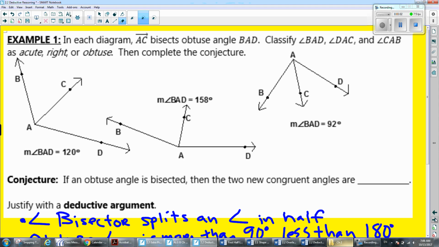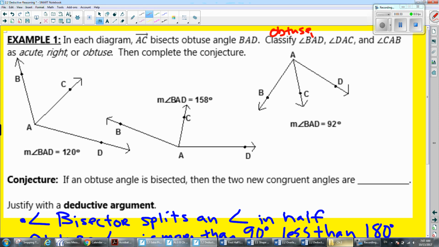Okay, so in this example, here we have a diagram. Ray AC bisects the obtuse angle BAD. So we want to see if angle BAD, angle DAC, and angle CAB are acute, right, or obtuse. And then we'll complete the conjecture. So angle BAD in all of these cases was obtuse. All of these angles are bigger than 90.